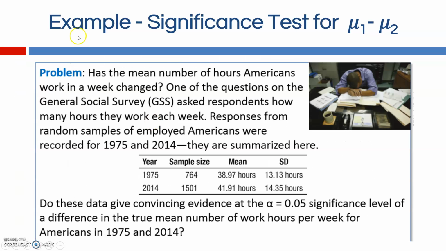All right, so our problem is, has the mean number of hours Americans work in a week changed? One of the questions on the GSS asked respondents how many hours they worked each week. Responses from random samples of employed Americans were recorded for 1975 and 2014. So we're just comparing one year to the other. And these were sampled independently. You don't want people who were surveyed in 1975 to be in your 2014 group.